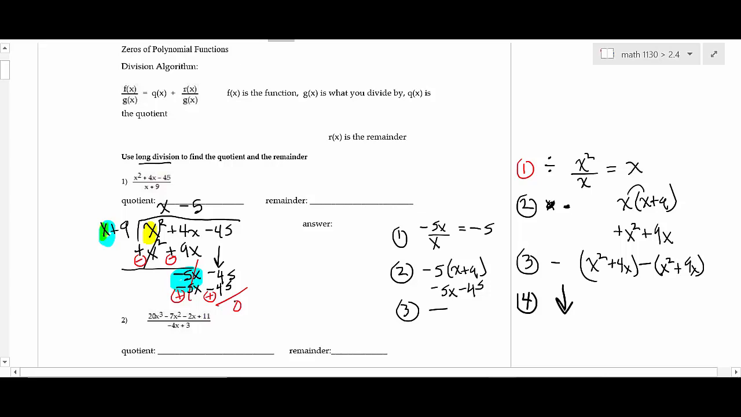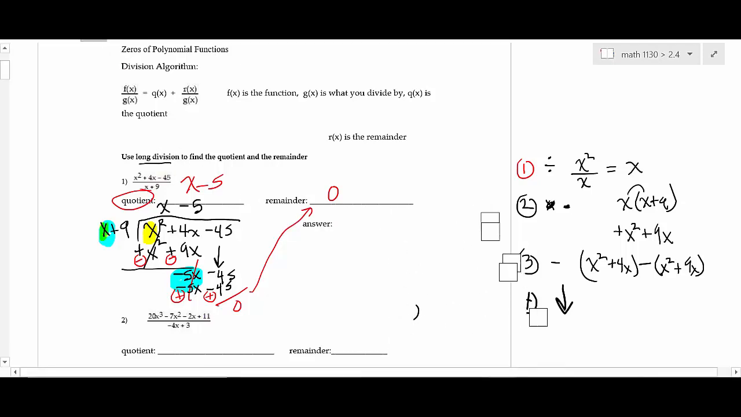You just go through the loop until you're done. Then what we say is this part, the x minus 5, is called the quotient. And the remainder on this is equal to 0. Everybody follow that okay? You just have to practice a few problems to make sure you get the hang of this. I'm going to erase some of this over here and show you one other thing.